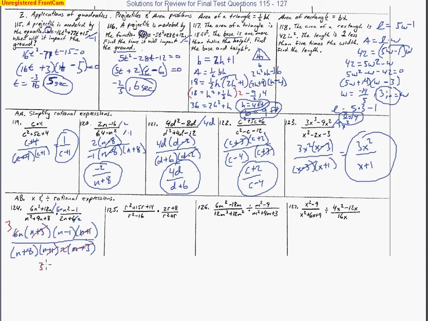So what's left over is a 3n times n minus 1. Not x's this time, but n's. So let me fix that. And then down below, it looks like we've just got the n plus 8. That would be our answer.